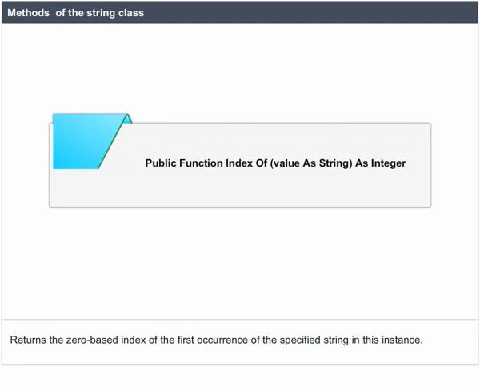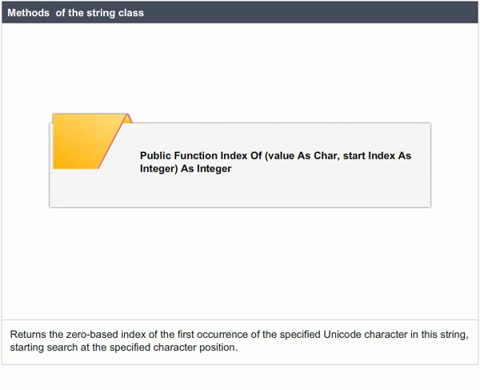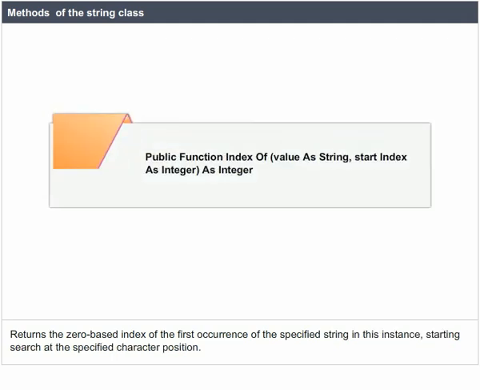Public Function IndexOf(value As Char, startIndex As Integer) As Integer returns the zero-based index of the first occurrence of the specified Unicode character in this string, starting the search at the specified character position. Public Function IndexOf(value As String, startIndex As Integer) As Integer returns the zero-based index of the first occurrence of the specified string in this instance, starting the search at the specified character position.